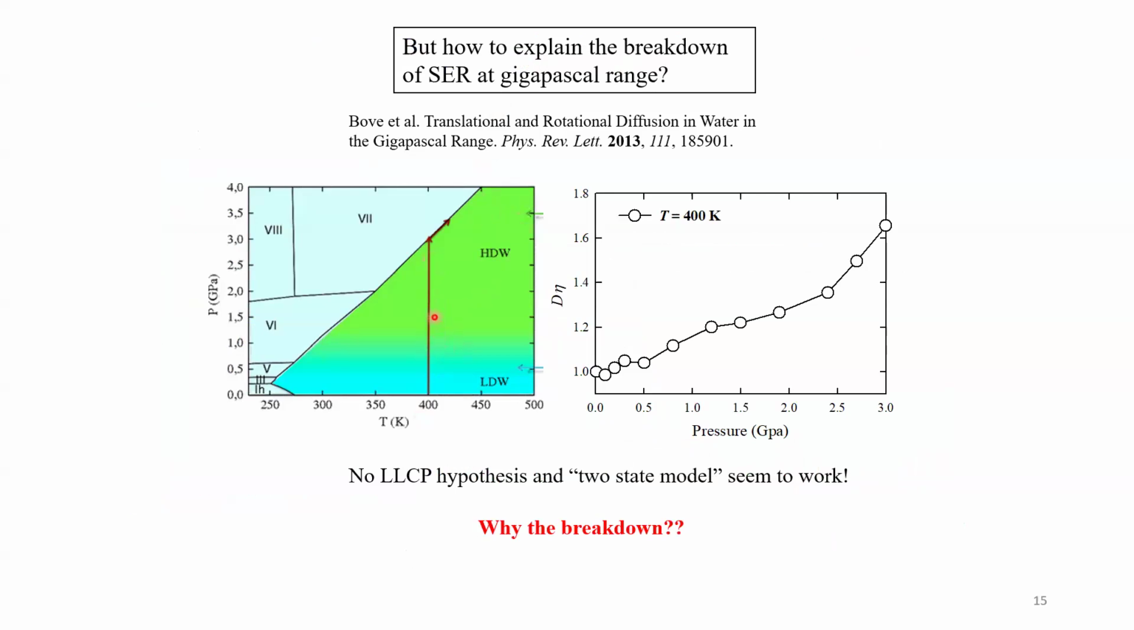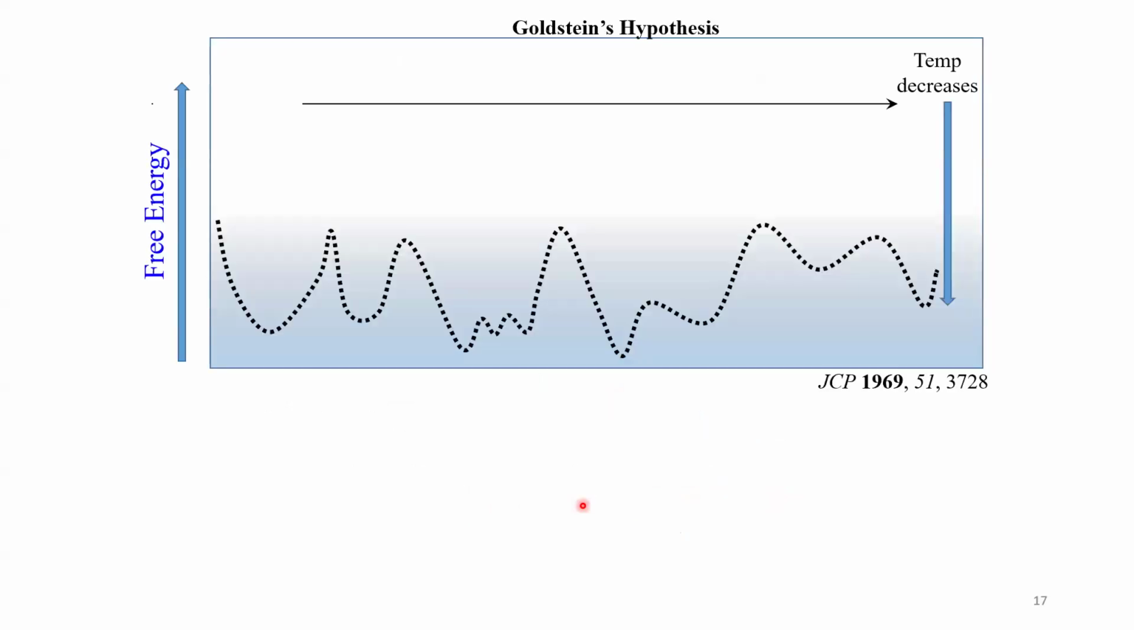No low density water, high density water is not present at this region, but you can see a severe breakdown of the Stokes-Einstein relation. So something is more fundamental. And this was stated that no, this liquid-liquid critical point hypothesis and two-state model does not seem to work. So what is the reason? So we try to understand this more from a very fundamental perspective and a very molecular level.